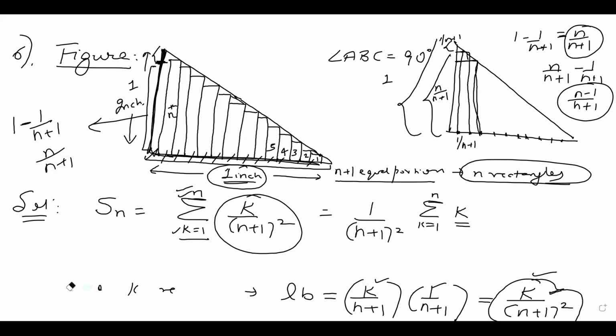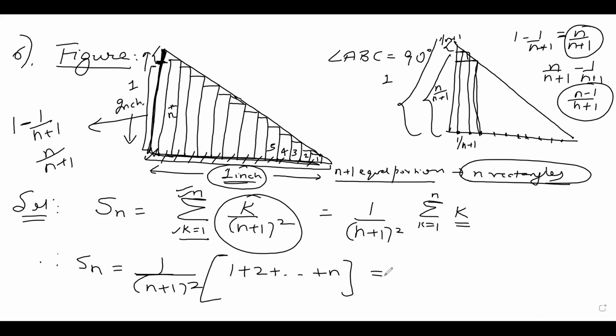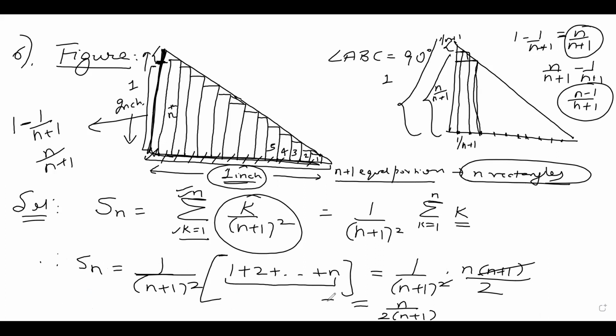So if I erase this part off, I can write this. Therefore, Sn is equal to 1 upon (n plus 1) squared times the summation of k as k goes from 1 to n, which is 1 plus 2 plus dot dot dot n. What is the sum of the first n natural numbers? We know that it is n into (n plus 1) by 2. (n plus 1) cancels with the power here. I get n upon 2 times (n plus 1). This is my Sn, guys.